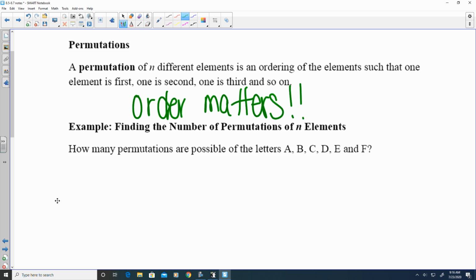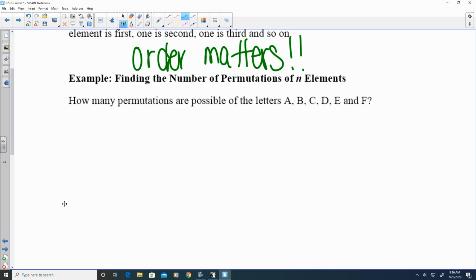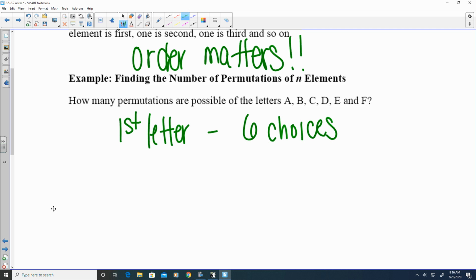So I'm going to start, there is a formula for this that we'll get to in a minute, but if we just think about it as our listing or our diagramming, sometimes that gets us there in a more logical way. My first letter, I have 6 choices. A, B, C, D, E, and F. Once I've already used that letter, whichever one I used, I only have 5 choices remaining.